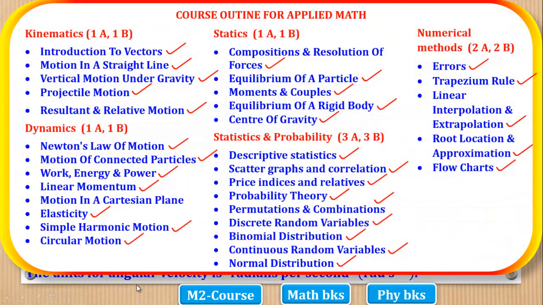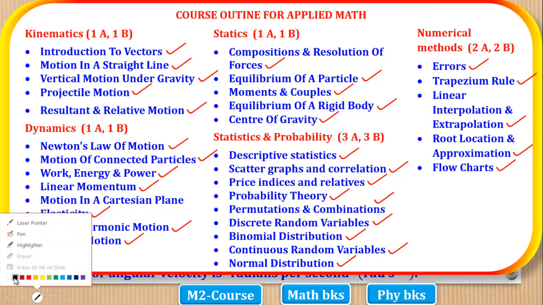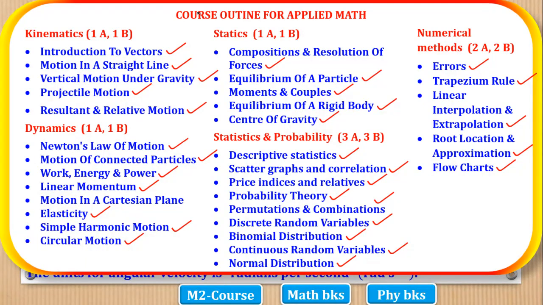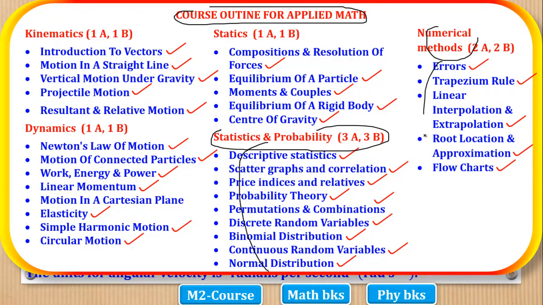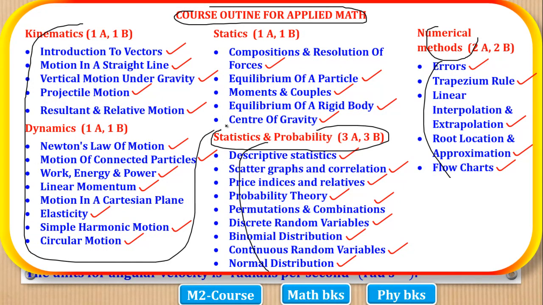Now before we proceed, let's first look at the course outline of this paper. Math Part 2 is divided into 3 parts. There's a part of statistics and probability, and these are the topics. Numerical methods, these are the topics. And mechanics, which is further divided into 3 parts. What is ticked is available on this platform, and what is not yet ticked will be uploaded with time. So in this video, I'm going to go through the topic of circular motion.